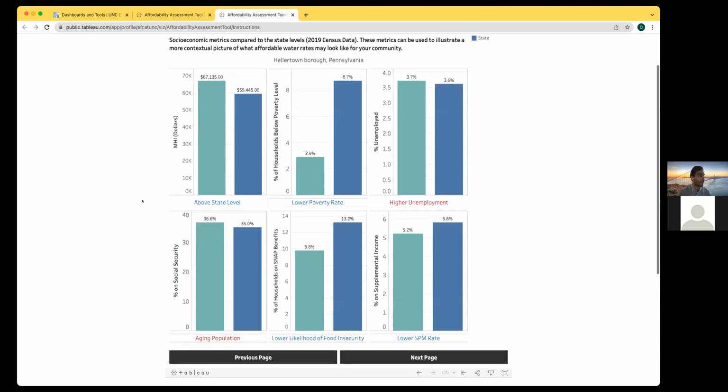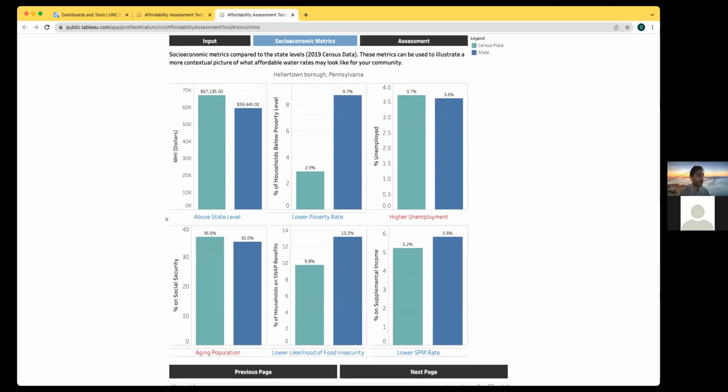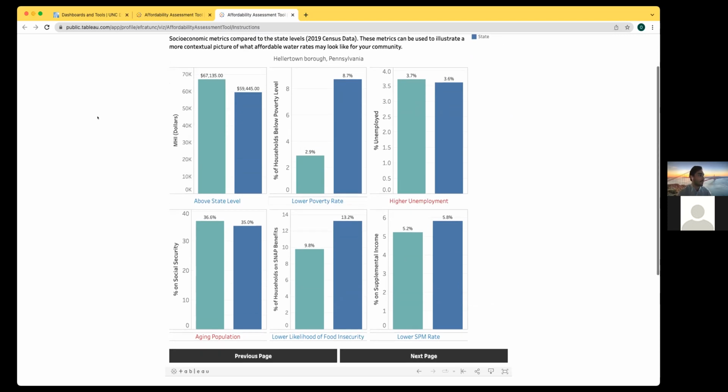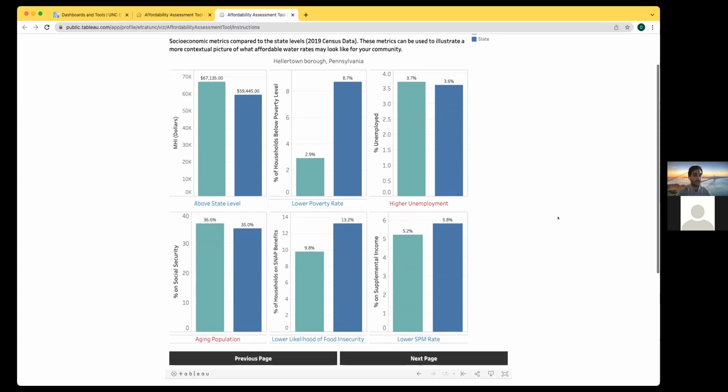This is not taking into account the rates that I just entered. This is just the socioeconomic metrics, and we can quickly look at these compared to the state level. So for Hellerton Borough, not Lower Suckton Township, sorry about that, it was hard for me to find. Essentially, you can compare MHI in dollars and lower poverty rate, unemployment, the population, and the food insecurity, as well as the SPM rate, all to the state level.